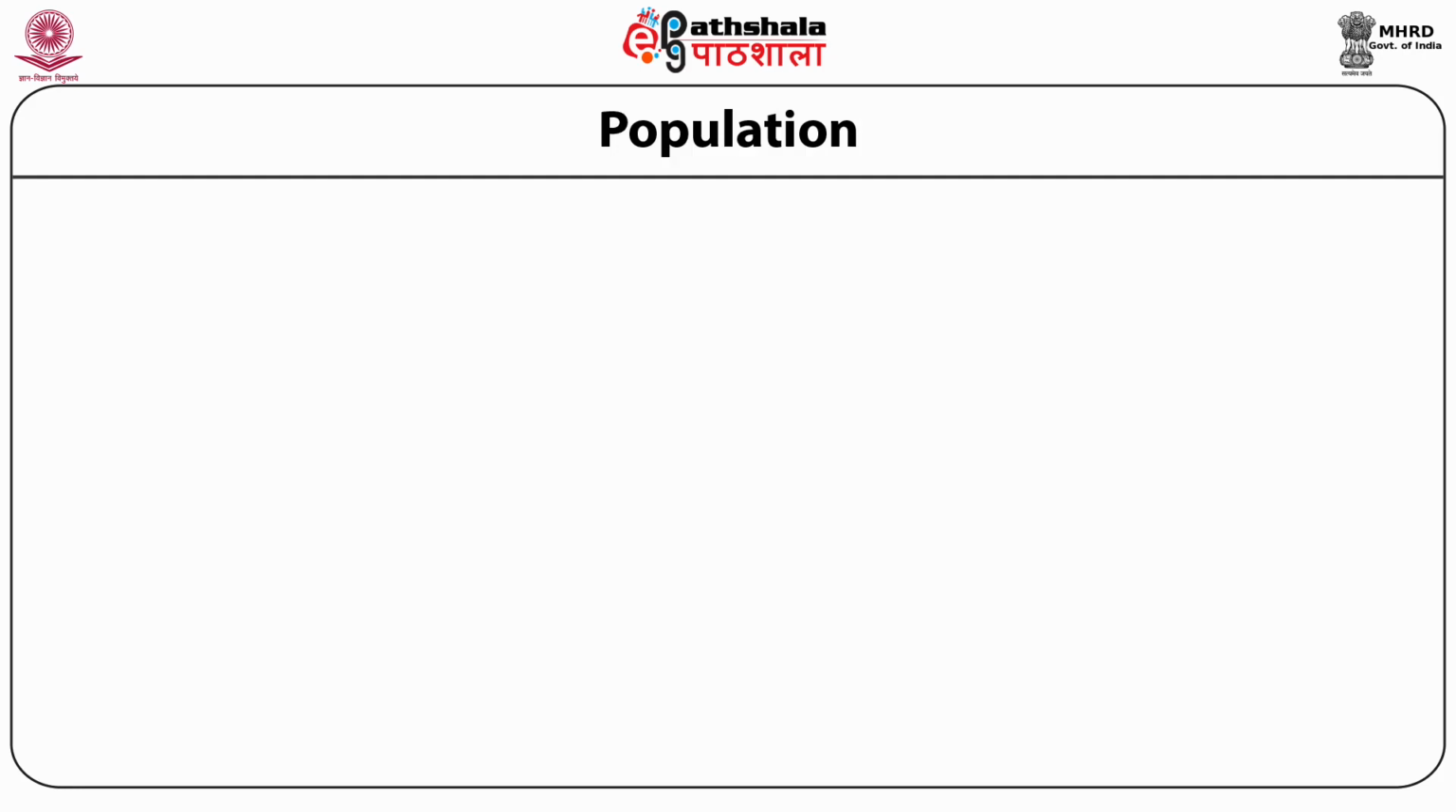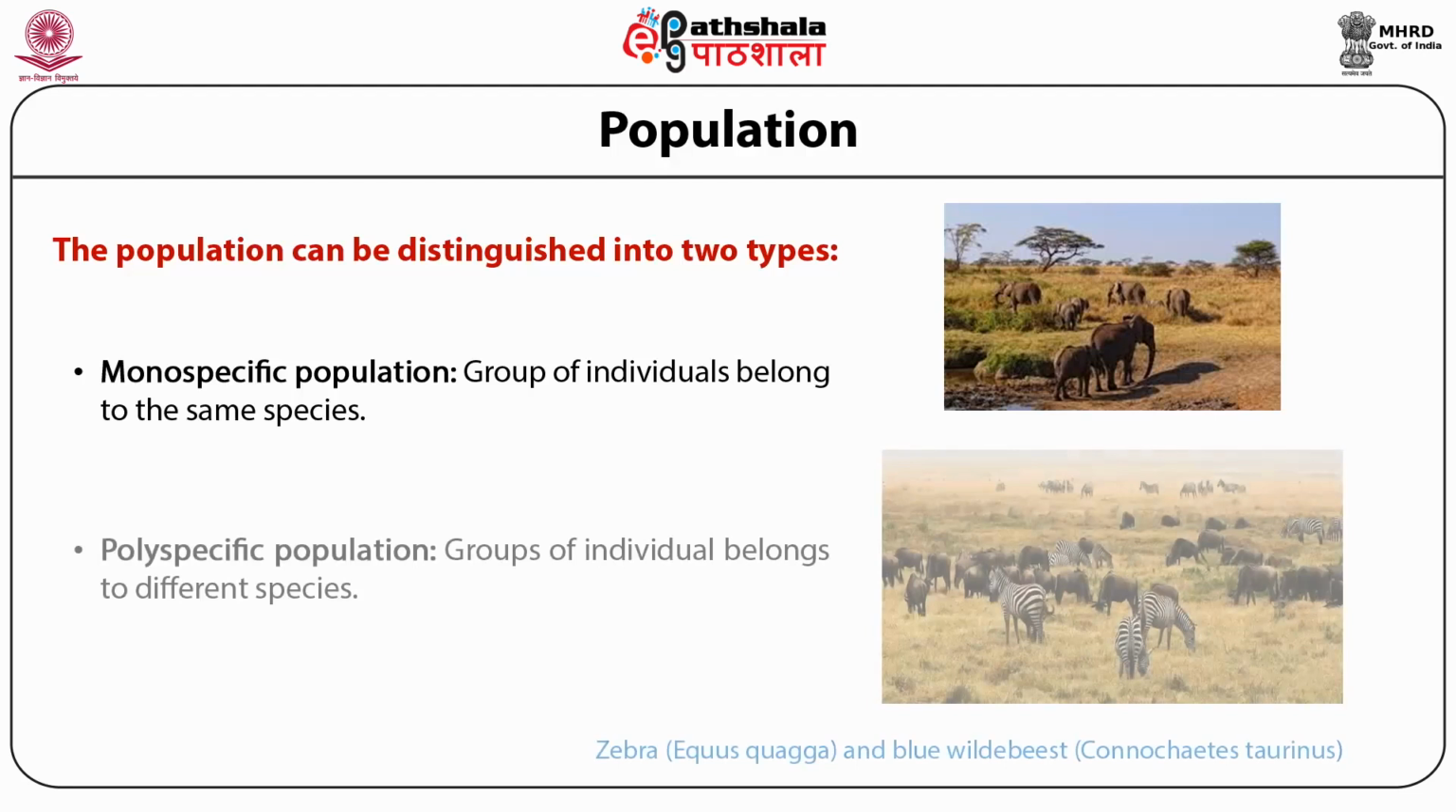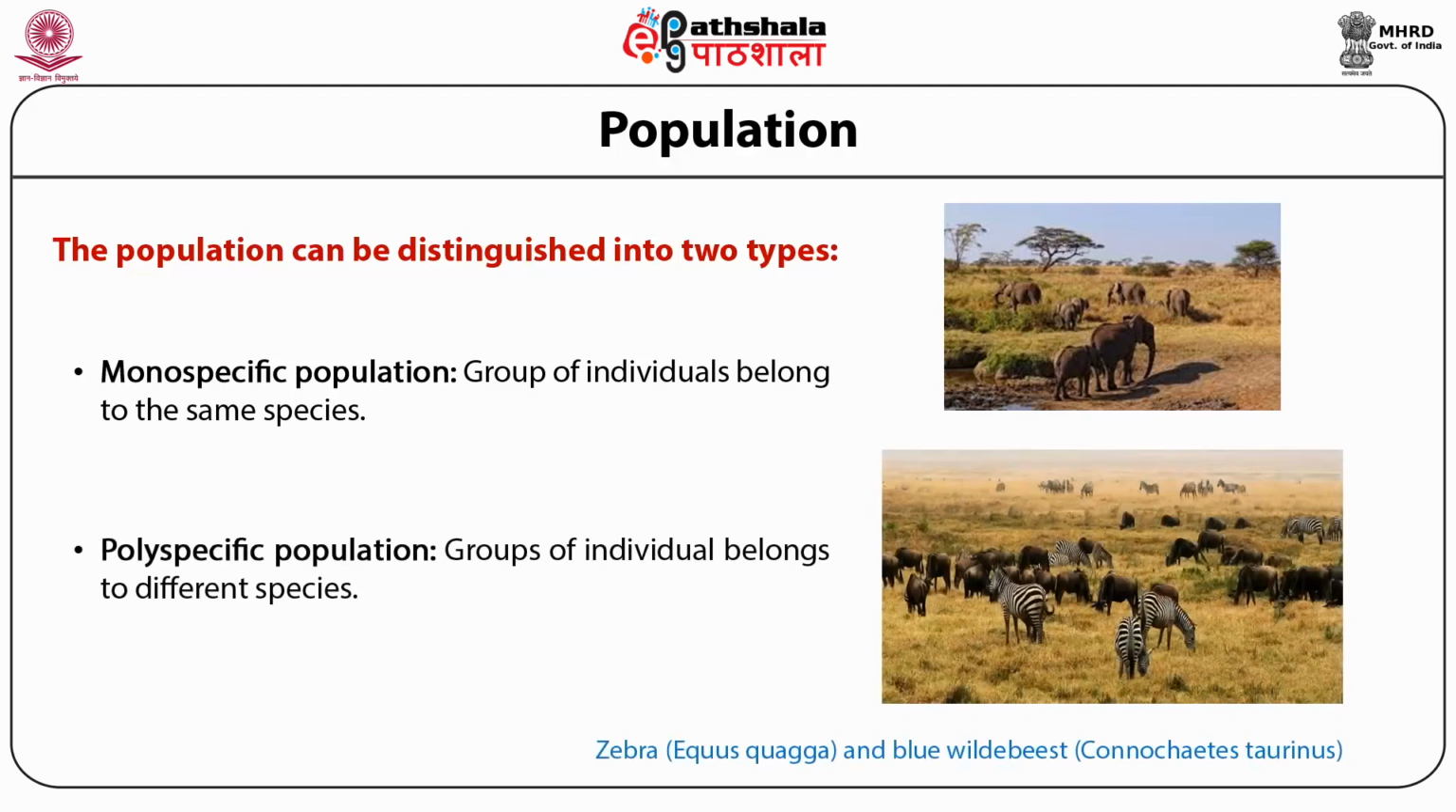Clark in 1954 distinguished the population into two types. The first is monospecific population. So this monospecific population is a group of individuals belonging to the same species. Second type is polyspecific population, also known as mixed population, in which groups of individuals belong to different species. The term community is often used for polyspecific population.